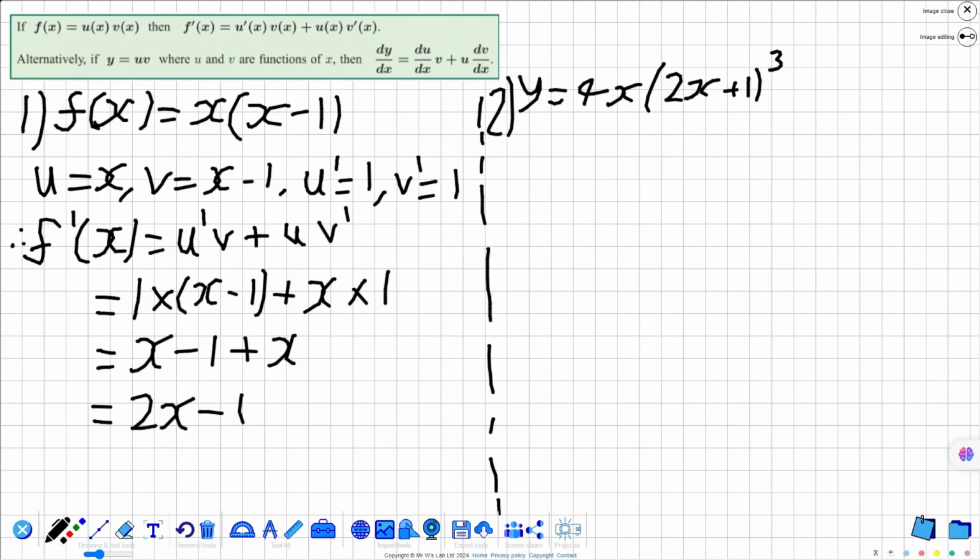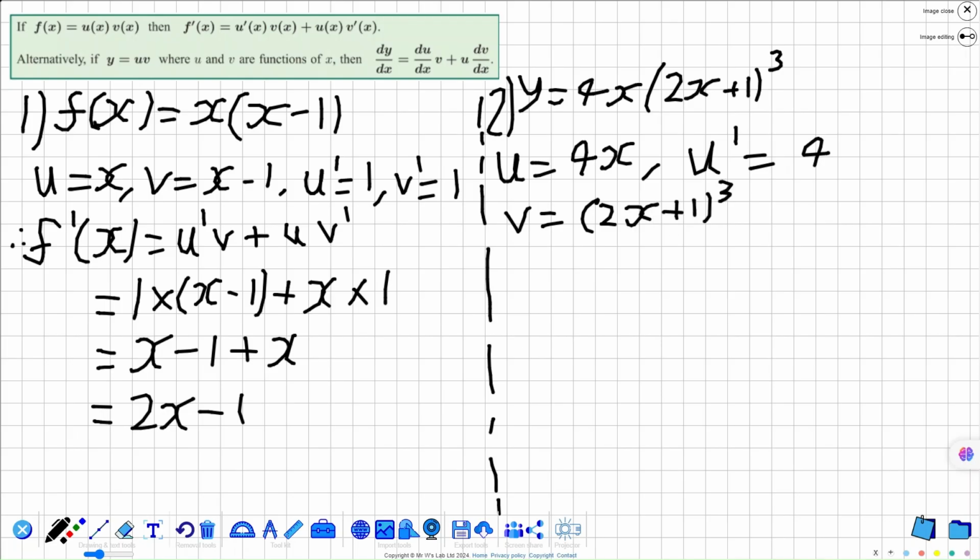Let's jump over to this next one. So we've obviously now got y equals 4x in brackets 2x plus 1 to the power of 3. So let's do the same process again. We'll write u equals 4x, and I'm actually going to do this a little different, and I'll say u dash equals 4, and you'll see why. We've got v equals 2x plus 1 to the power of 3.